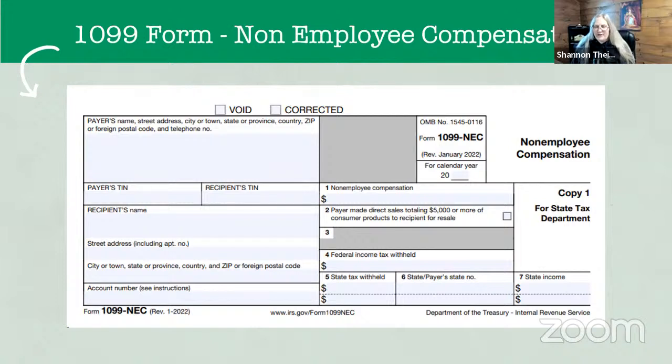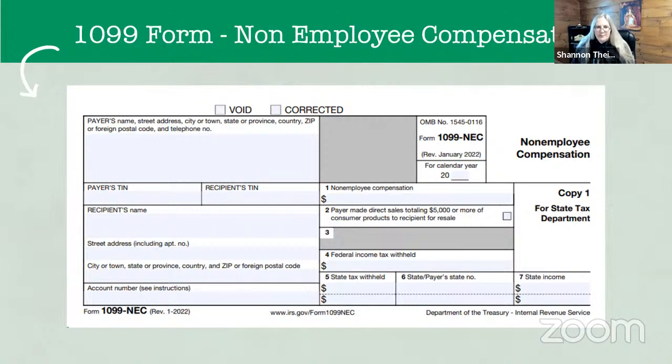I get that question a lot. It's like, do I have to 1099 the repair shop? Maybe, but you needed to get a W-9 from them. And attorney wages or attorney fees paid for regular legal services go in box 1. And again, there is the box 2 for the made direct sales totaling 5,000 or more of consumer products to recipient for resale. And box 4 is the federal income tax withheld.